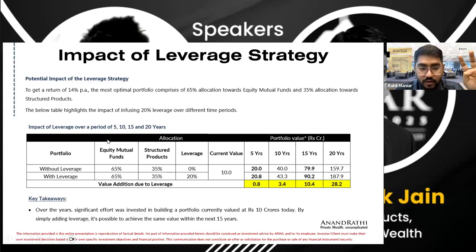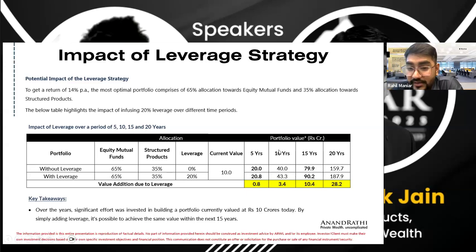So we have taken two portfolios over here. Portfolio 1 without leverage, portfolio 2 with leverage. So 65% in equity mutual funds, 35% in structures, and zero leverage. And similarly, portfolio 2: 65% in equity mutual funds, 35% in structures, and 20% in leverage. So a 10 crore portfolio with a 14% per annum return, compounding over a period of 5 years will double. 14% doubles your value over 5 years, which is 10 crore becomes 20 crores in the next 5 years without leverage. But if you do leverage, the same 10 crores will become 20.8 crores, which is an 80 lakh net impact, the additional impact of that 20% leverage.